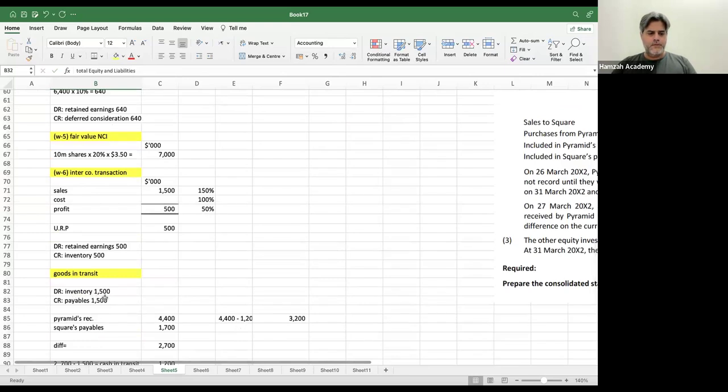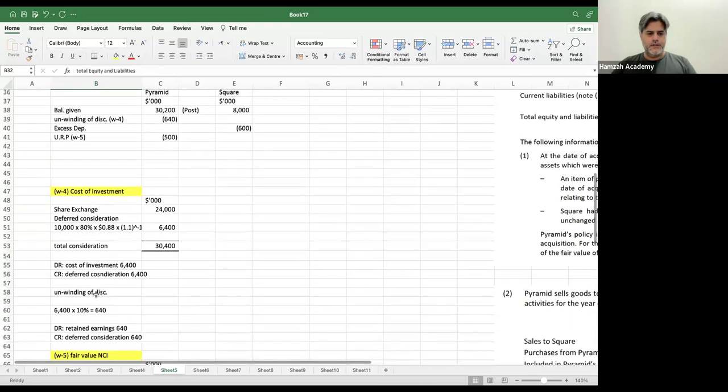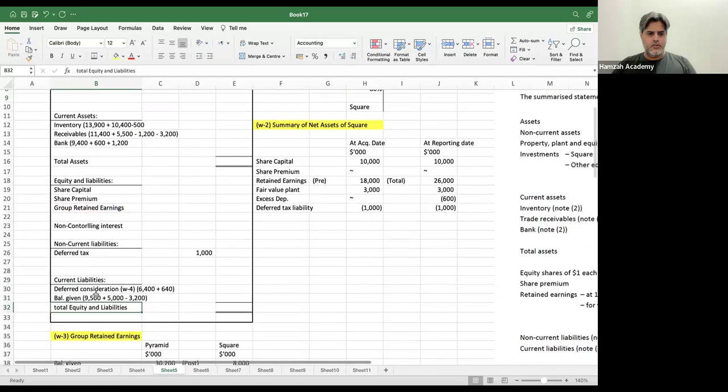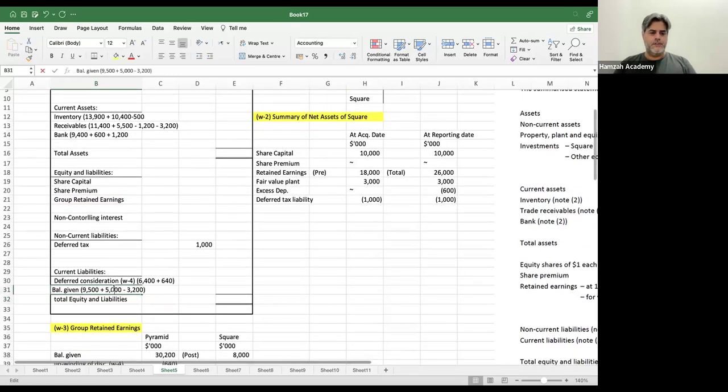And we have recorded this payables over here, this goods in transit for the inventory. No, we have not recorded. So we have to record this as well. Plus 1500 here. Plus 1500 here as well.